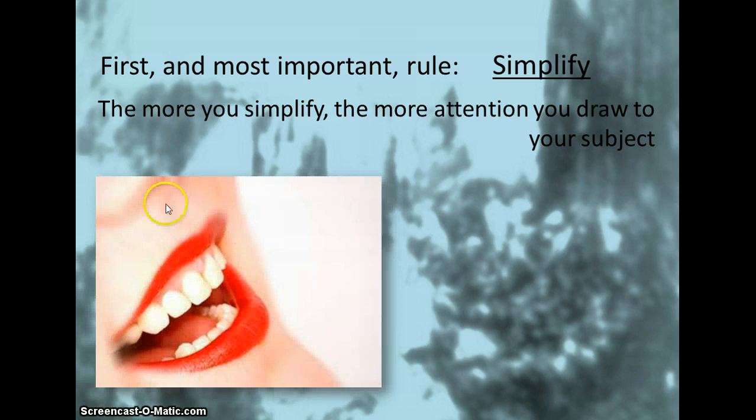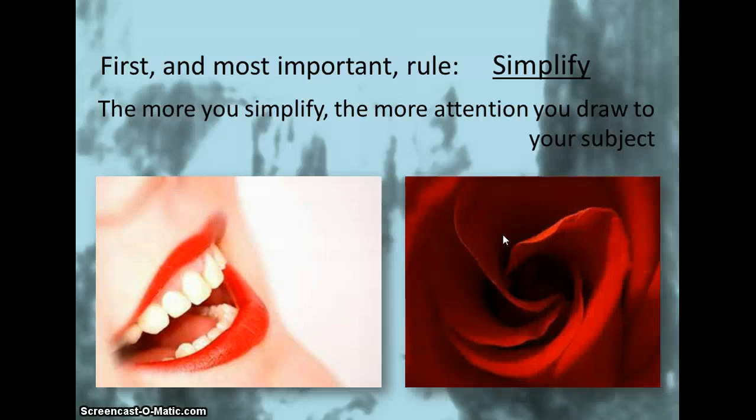In this picture, for example, the photographer may have wanted to emphasize the woman's smile. Originally, there could have been a whole face, but he wanted to emphasize the smile, so he zoomed in, simplified, and just focused on the mouth. Now, it's easy to see how this is a more interesting composition.